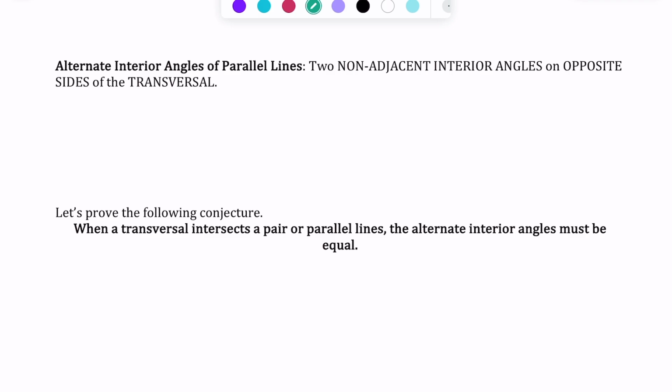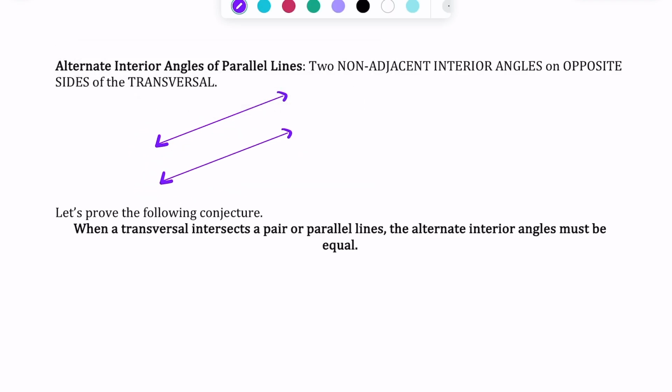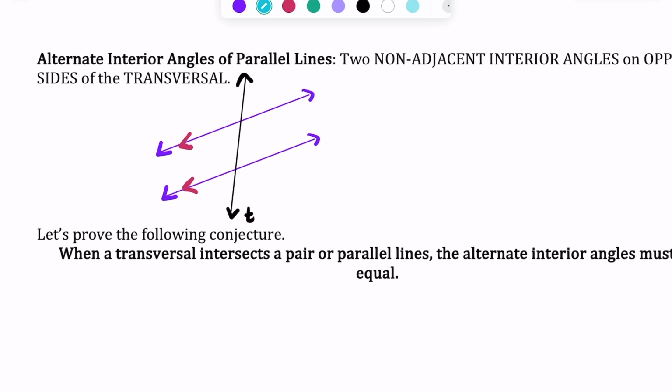So let's start with the diagram, okay? We're going to draw two parallel lines. I'm going to use the markings to indicate that they are parallel. I'm going to draw a transversal. I'll label it with a little t. And then we'll take a look at the definition. The definition talks about two non-adjacent interior angles on opposite sides of the transversal. So I'm just going to start off picking one interior angle. So I'm going to pick this one.